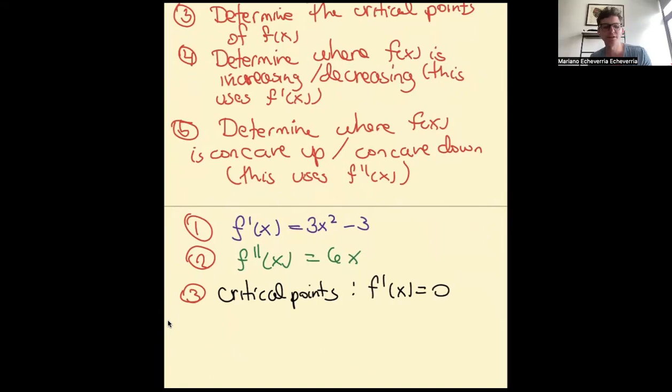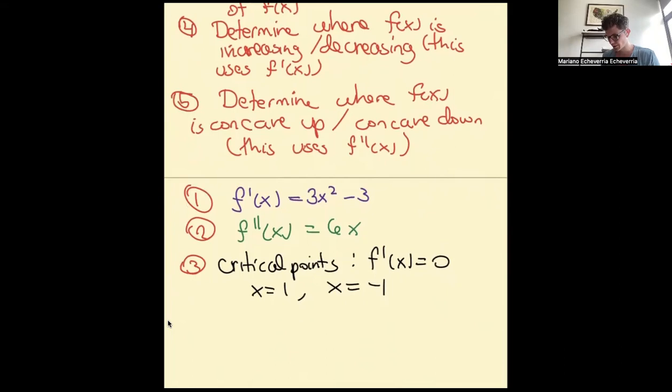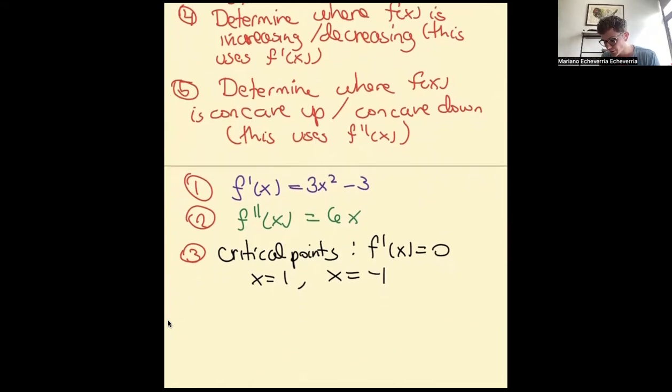We have actually done this example multiple times. Anyone remember what the critical points were in this situation? Yeah, they were 1 and -1. Good. Now comes step 4, which we had done before.